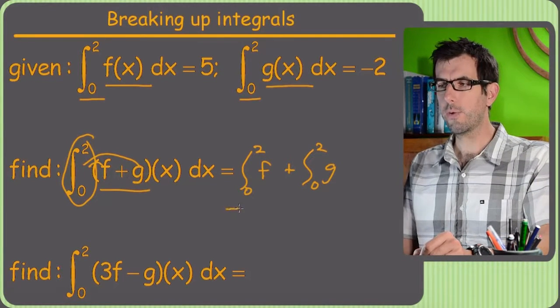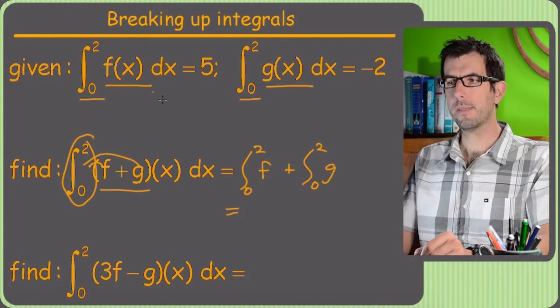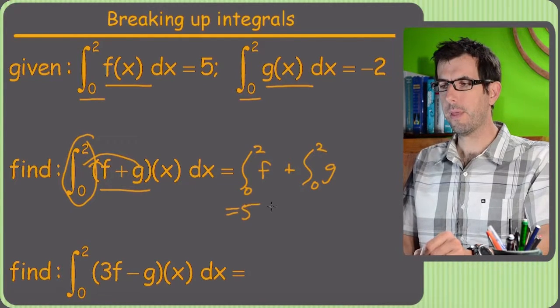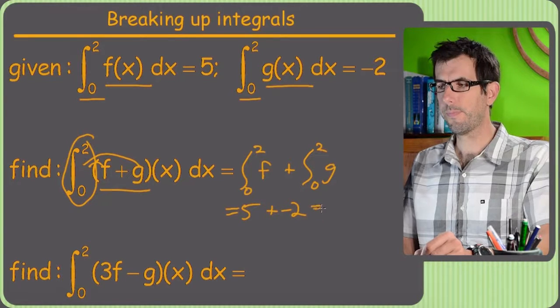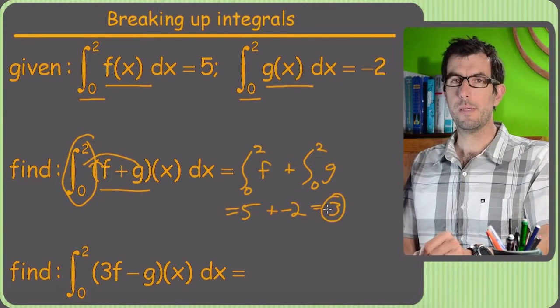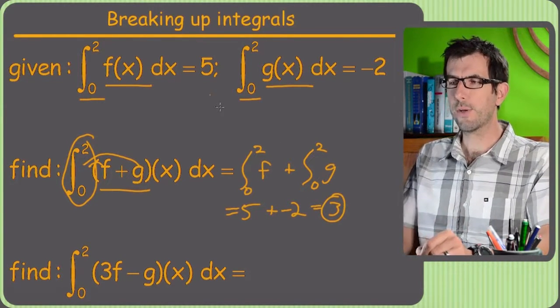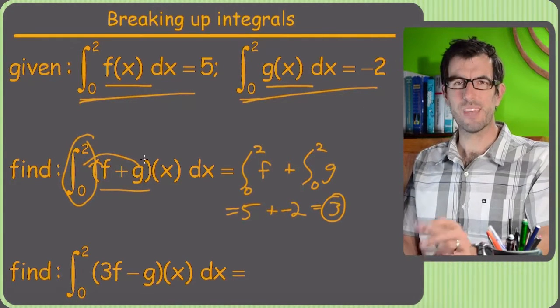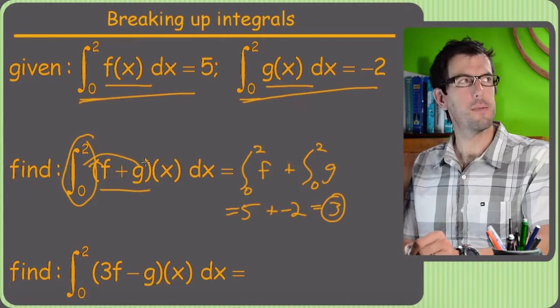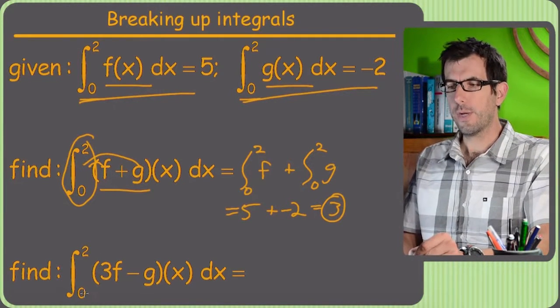And of course, we already know what the integral from 0 to 2 of f is. It's 5. And we know what the integral from 0 to 2 of g is. It's -2. So that's just going to add up to 3. So you can see how contrived this was. They gave you two very specific integrals, and you just had to combine them in the right way. Let's try doing the same thing.